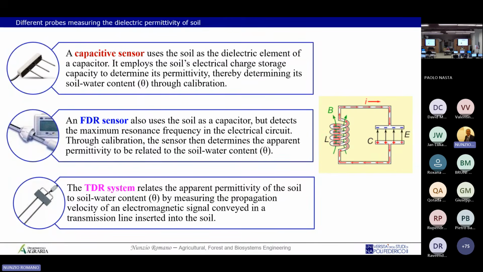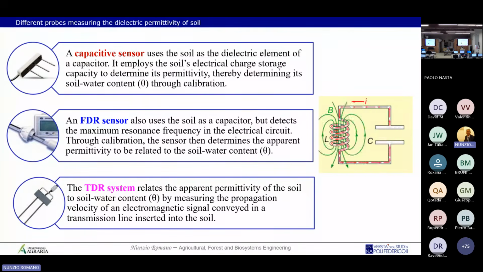Then the FDR sensor is also a sort of capacitor. It uses the soil as the capacitor, but it works differently because it measures the resonance frequency, the maximum electrical resonance frequency of the electrical circuit, as you can see on your right. And this resonance frequency is linked to the permittivity and again to the soil water content.